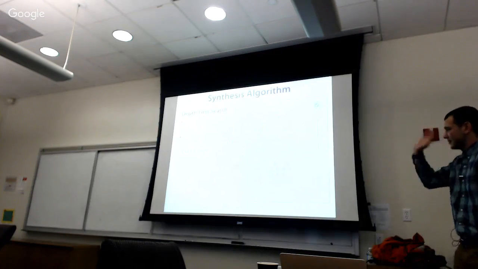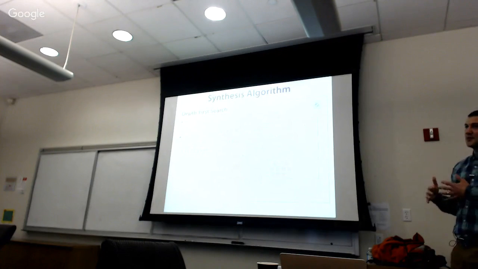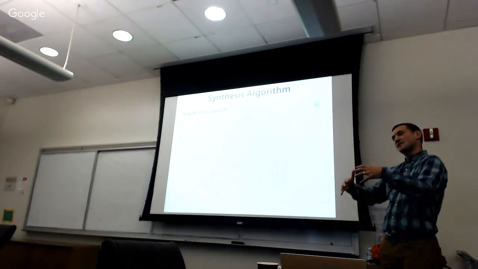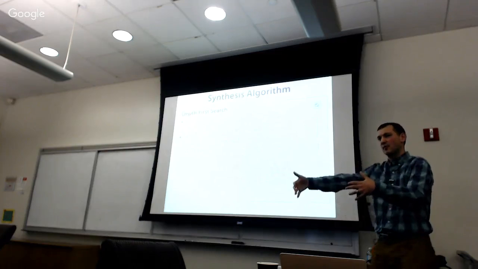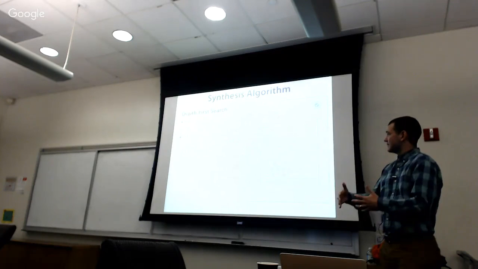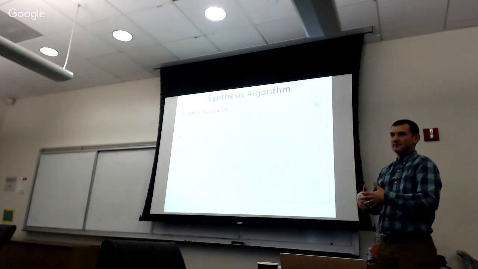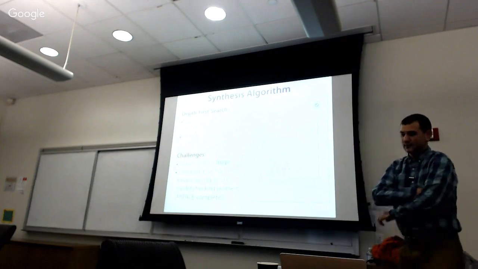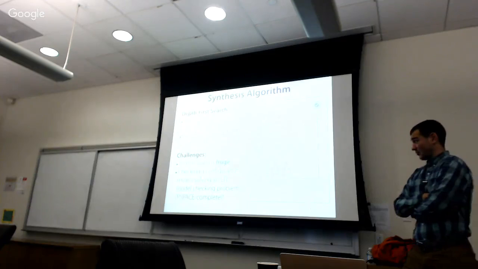Okay, so in a little bit more detail, I won't go through the algorithm, but essentially what it's doing is a depth-first search through the space of possible updates, attempting to take the current update program and extend it by one more switch. And then when it finds a bad configuration that violates a property, it backtracks. So the challenge, of course, is that the search space is enormous.